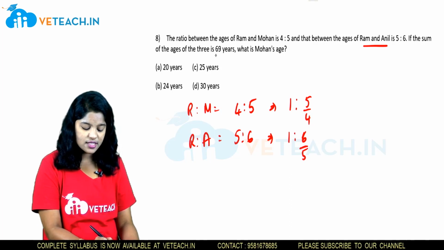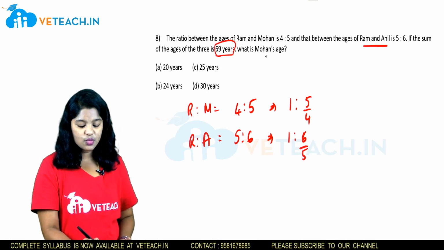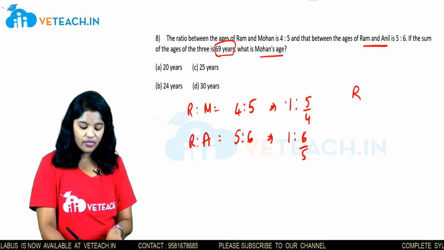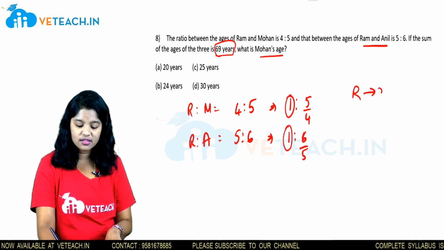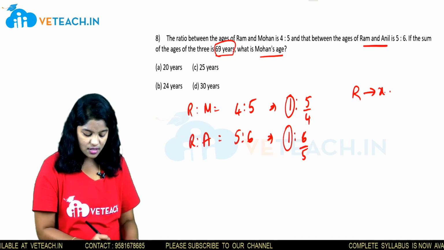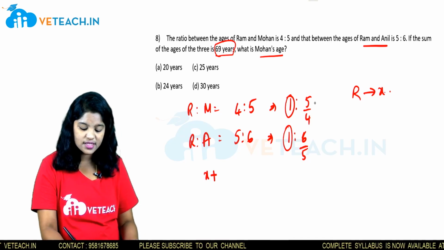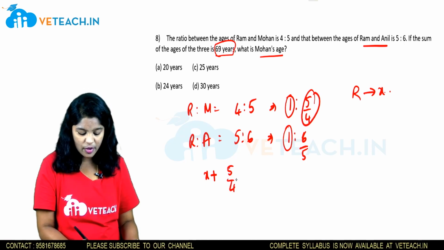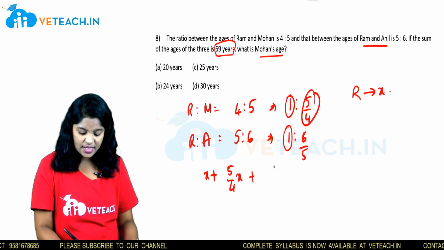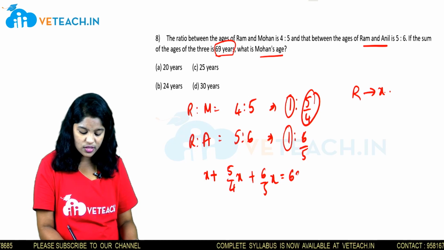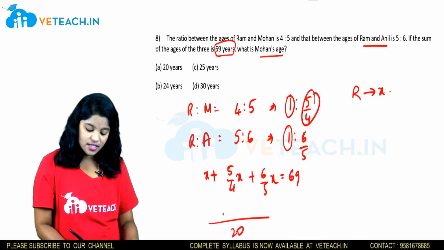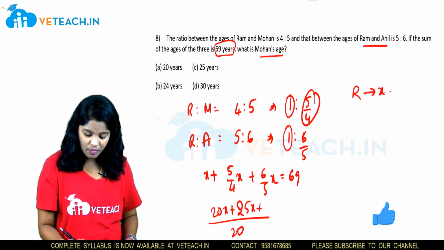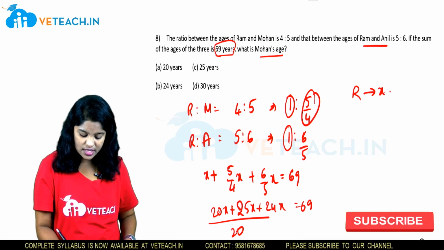Now the sum of the ages of the three members is 69 years. What is Mohan's age? So here Ram's proportion we made it as 1. So we'll take the age of Ram as x. Now the age of Mohan will become 5/4 of x. So we can write x plus 5/4 of x plus 6/5 of x is equal to 69. LCM is 20. So 20x plus 25x plus 24x is equal to 69.